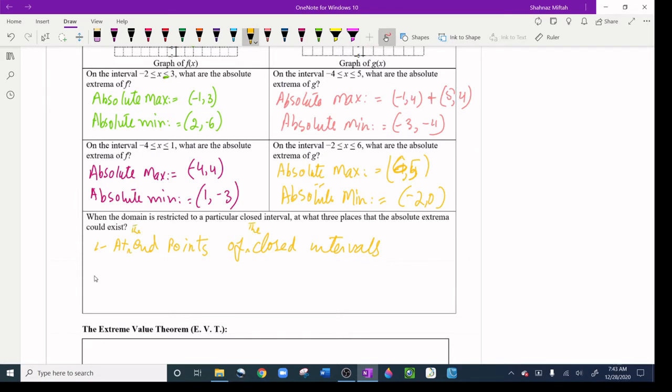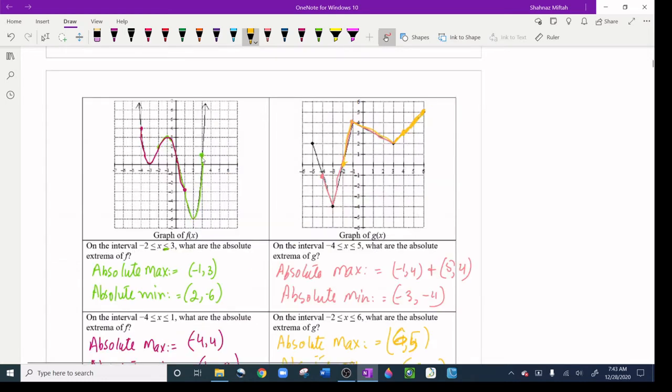Okay, because if you guys check, these are my endpoints. Like this is negative 4, what is this? Negative 4, 4, and this one is 3 and 1. It exists for the green one. At the endpoints, the absolute extrema exist.